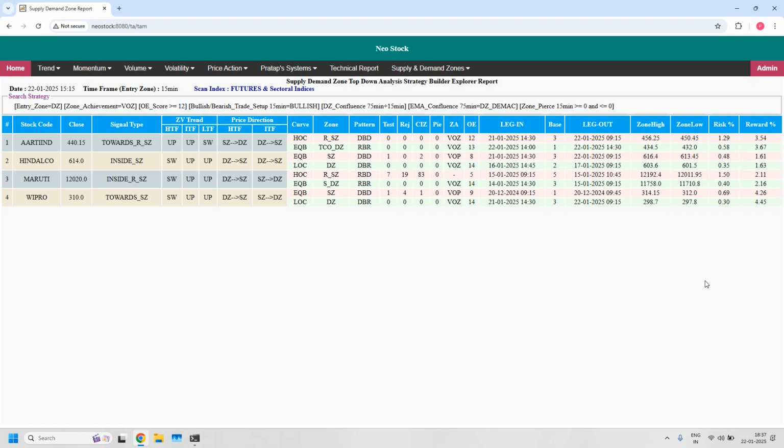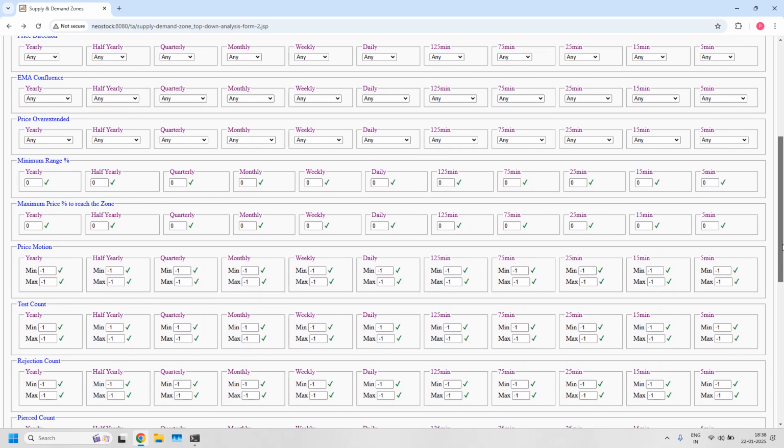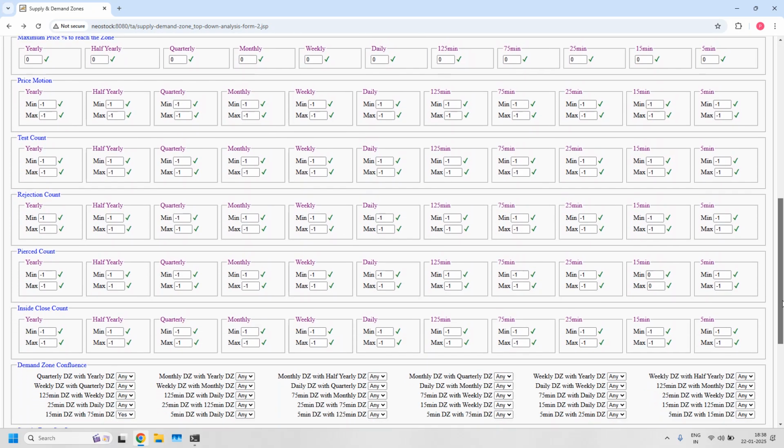Okay, apart from this, next filter is LTF, ITF, HTF zone confluence specific stocks. Removing this ITF filter, now we should focus on HTF. So in the demand zone confluence, we should set 3 filters.